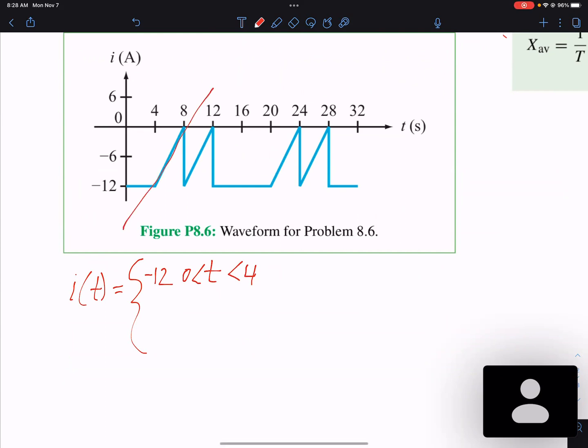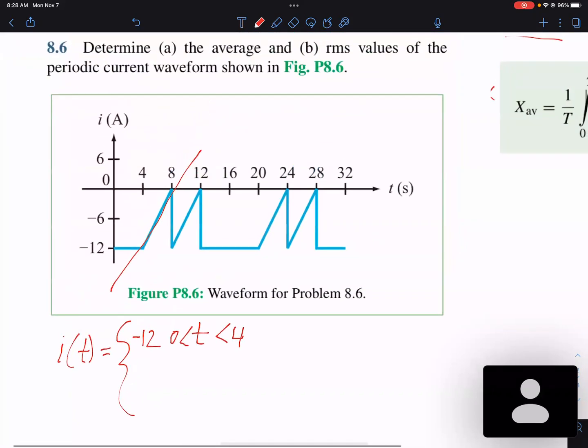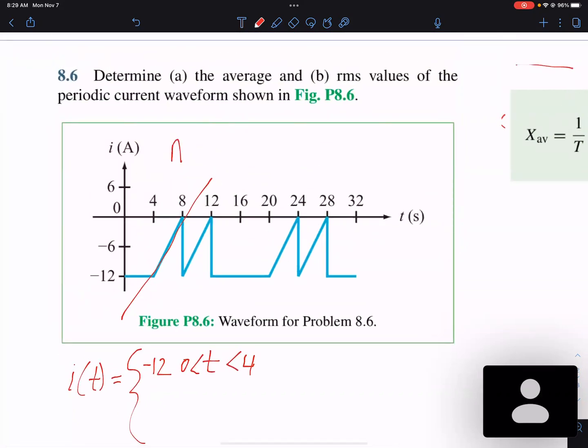How do we write that portion of it right here? Just remember how to write the line. Okay, mx plus b is the line equation. So how do we find the slope? Yep, so rise over run. That's how I remember that one.